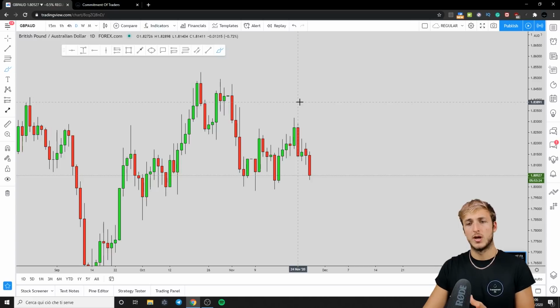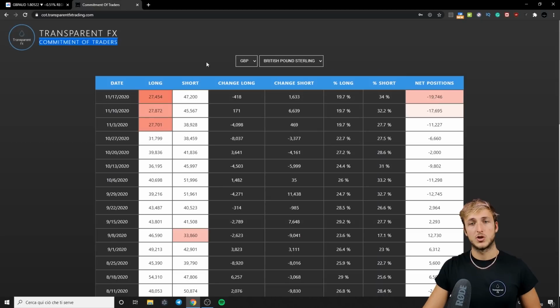But before I show you how we will be approaching this opportunity with students, let's first go and give a quick check at what we have from a COT perspective on these two currencies, so on the pound and on the AUD. Now let's start by saying that we do have a new report which is coming out today. It's still not released, however, in a few hours it should be released.